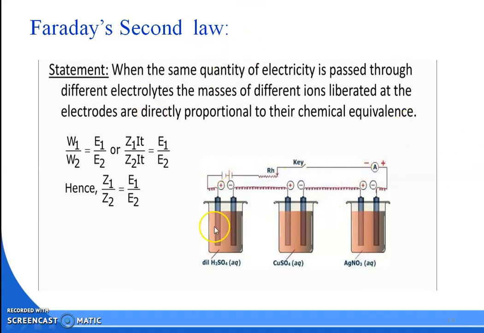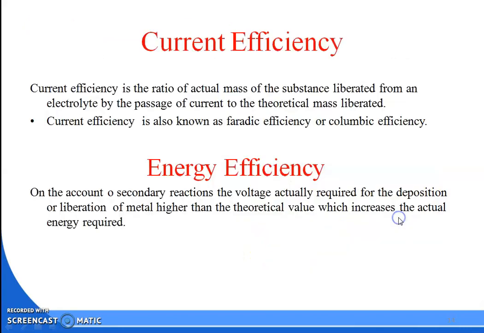Here in this picture, it shows diluted H2SO4. Diluted in the sense it contains water. So it has three electrolytes. Different electrolytes means it has three electrolytes. One is diluted H2SO4, another one is CuSO4, and the third one is AgNO3. These are the three electrolytes.